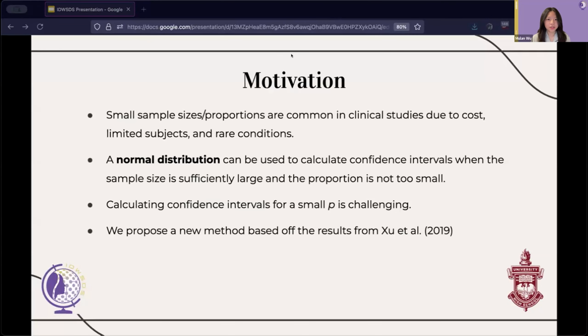Motivation. In clinical studies, small sample sizes and proportions are common due to high costs, limited subjects, and/or rare conditions. When the sample size is sufficiently large and the proportion is not too small, we can approximate using a normal distribution to calculate the confidence interval. However, when we have a small proportion, we can't use the normal distribution. So we propose a new method based off of the results of Xu et al. 2019.